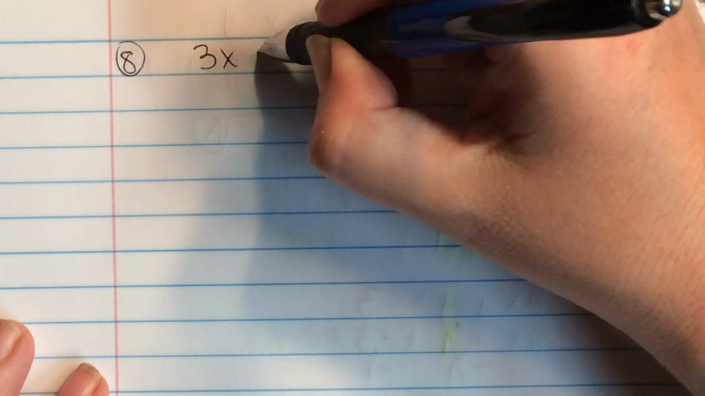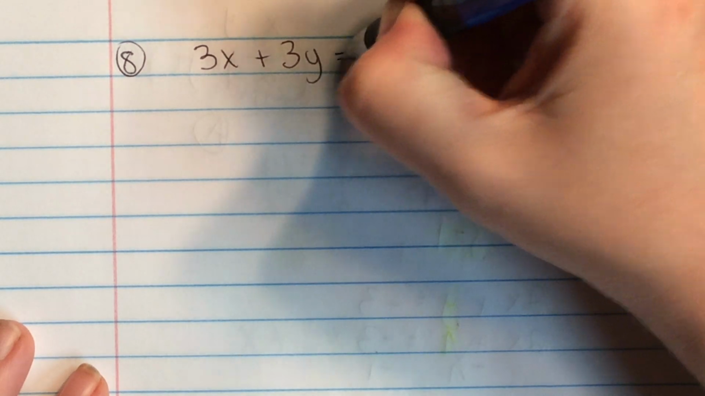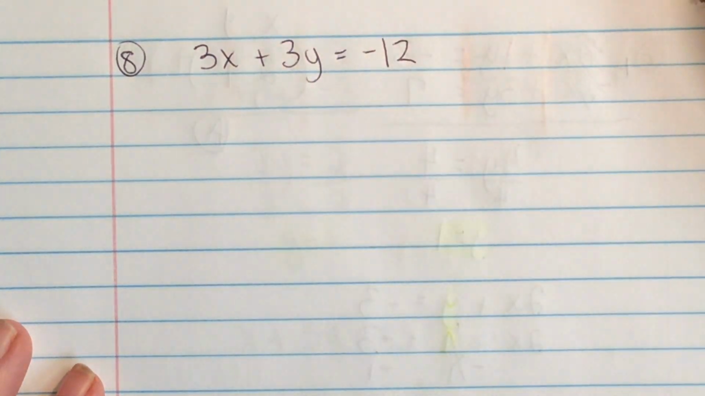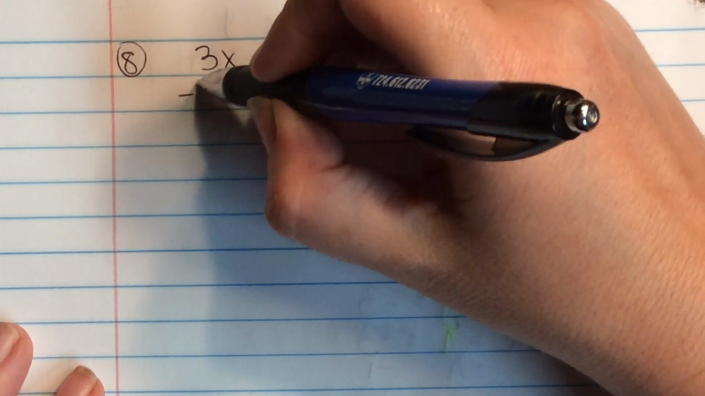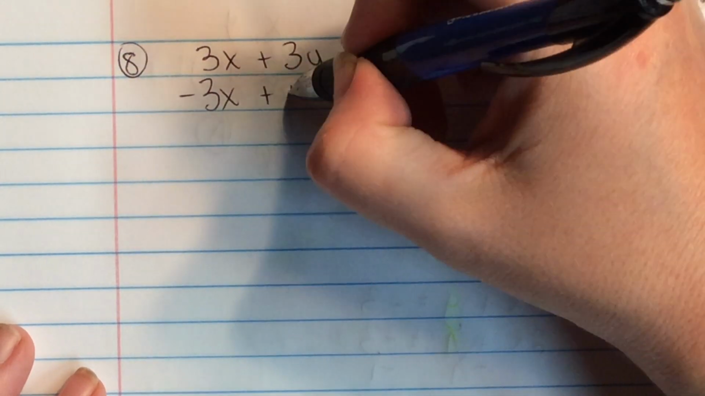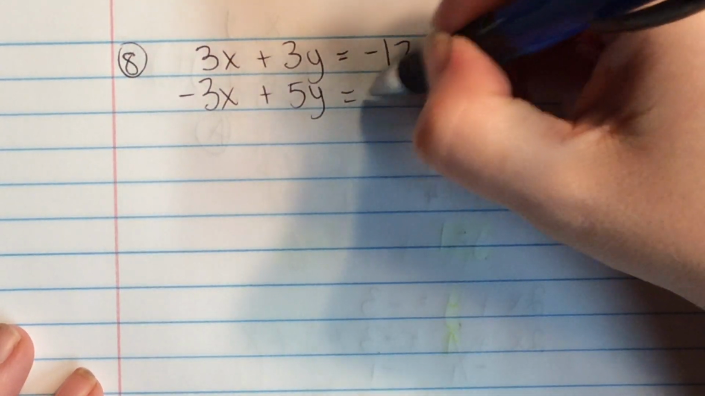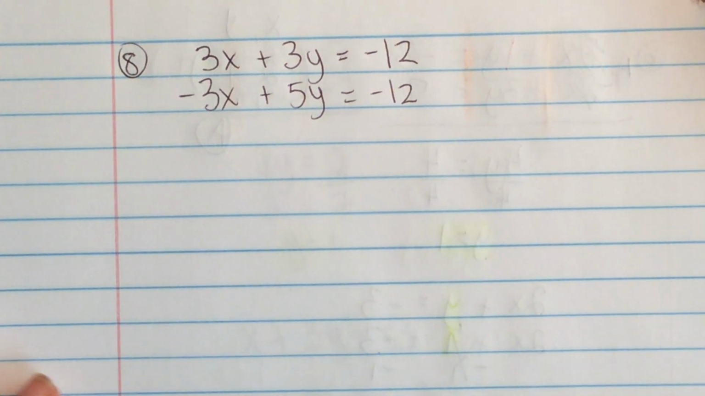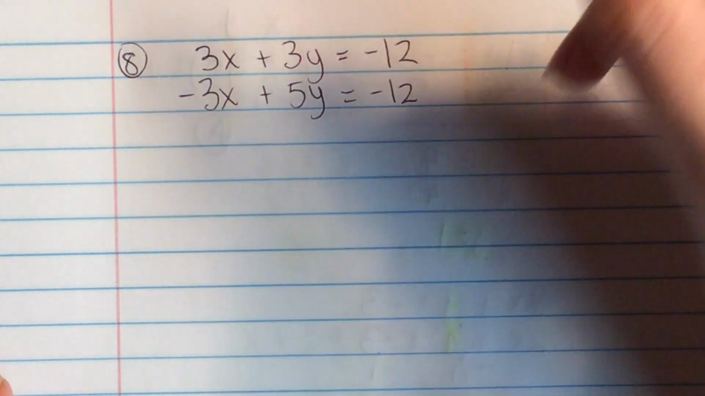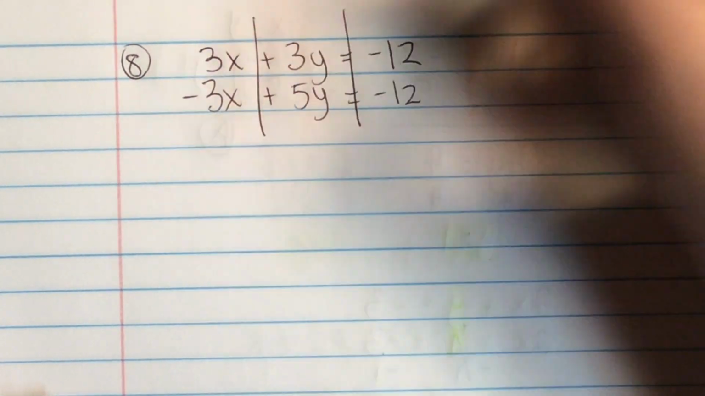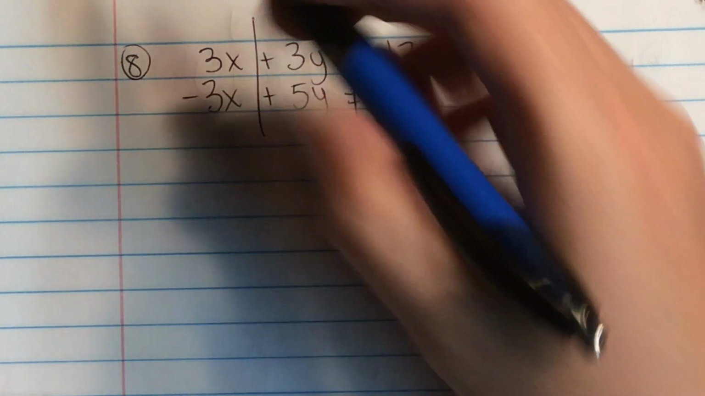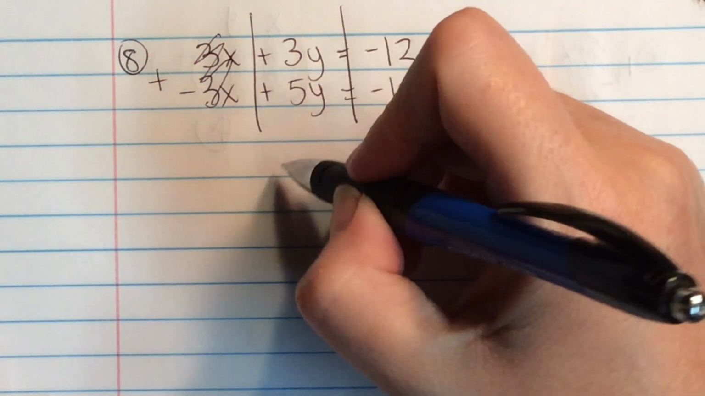I got 3x plus 3y equals negative 12. Then I have negative 3x plus 5y equals negative 12. And obviously, I'm just going to draw my lines in this. My x's are going to cancel. And I'm going to get 8y.